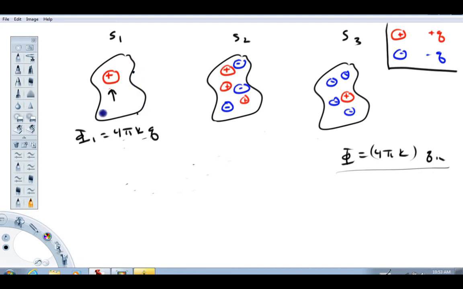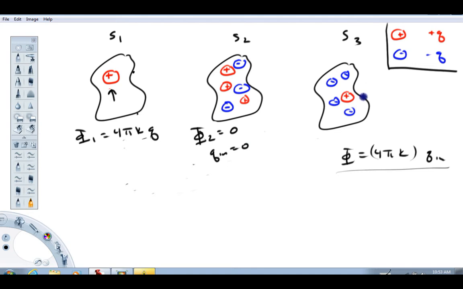Taking a look at surface 2, by observation here, I've got 3 plus q's and 3 minus q's. So the net charge inside surface 2 is 0. So the net flux through surface 2 is also 0. And again, that's because the charge inside here is 0, and the q inside is the net charge.